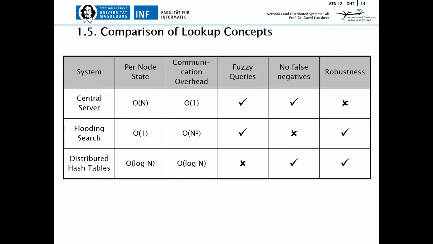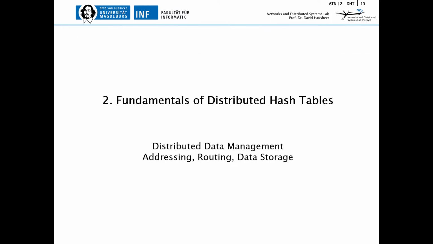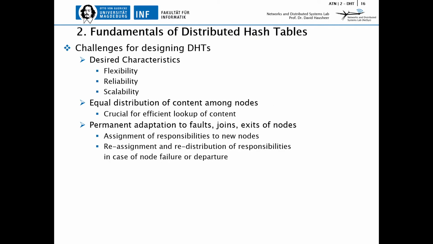Now, distributed hash tables take the best out of both worlds. They scale with both the node state and the communication overhead, but they typically do not support fuzzy queries. However, false negatives do not exist, and the system can be considered robust because any node in the distributed hash table can leave the network, and the network adapts itself to those changes. Alright, now with this introduction, let's dive into the fundamentals of distributed hash tables.